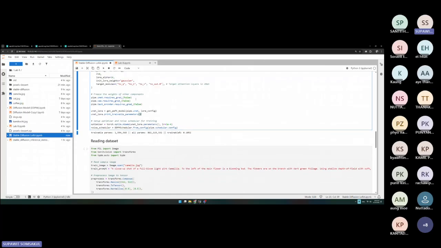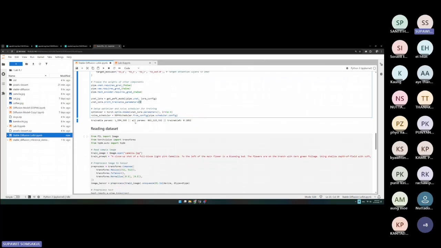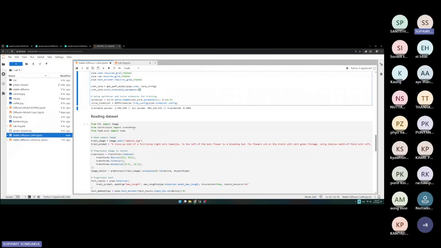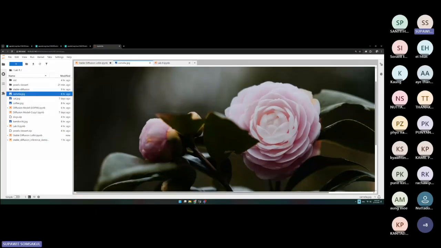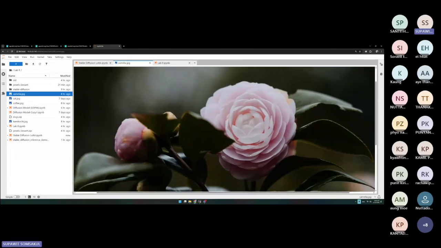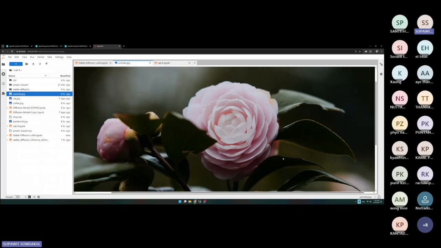And next up is the dataset. For this demo, I will use just one image to fine tune the model. In reality, you would have a large image dataset to fine tune the model to work in your field. But this one is just for the demo, so I just used one image, which is this one. This one is pink camellia flowers with soft lighting and shallow depth of field, pretty low key light.